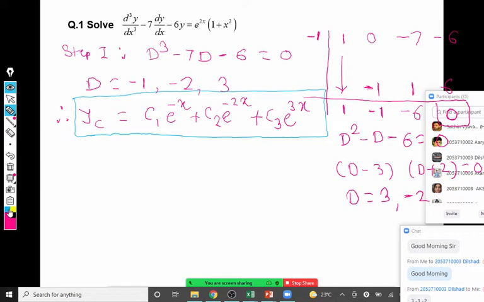So step 2, let me start step 2 here. YP or PI, which is 1 upon 5D. Can I erase everything if you completed the CF part, so that we get enough space to write that PI? First tell me whether you finished that YC. Okay, very good. So as you all finished, we'll start here.